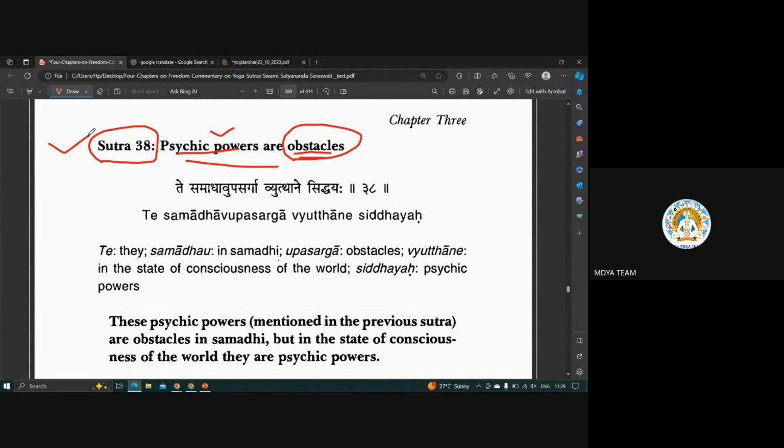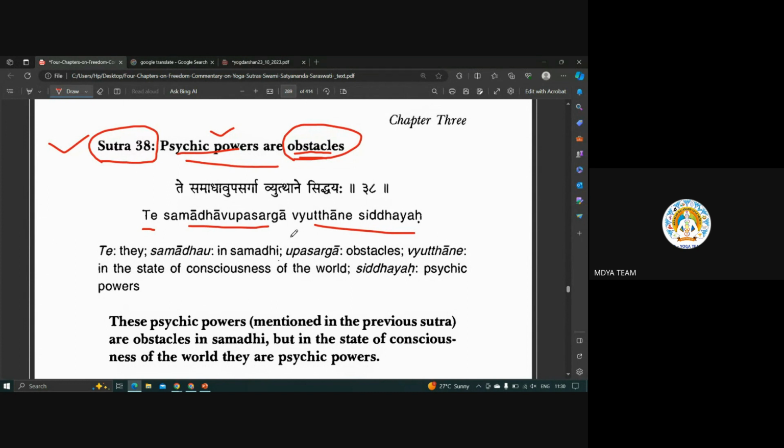Again, please conclude my lines. What will happen if we attach with the powers? These siddhis will distract the yogi from the yogic path. The path is actually to attain samadhi and kaivalya. But when the yogi gets associated with these powers, they become obstacles or impediments for the yogi to attain the samadhi. The sutra is telling, Te Samadhau Upasargah Vyutthane Siddhayah, meaning these powers are the obstacles in the practice.